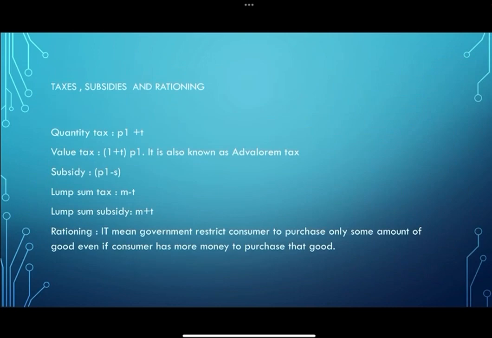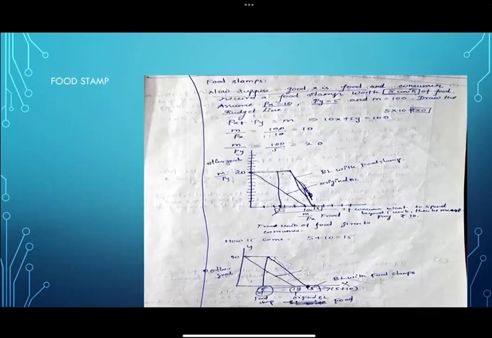What is the meaning of rationing? A food stamp is an example which comes under this rationing. Now suppose good X is food and the consumer receives a food stamp from the government to buy 5 units of food. It means that with the food stamp they can purchase 5 units of food freely. The price of good X is rupees 10, the price of good Y is rupees 5, Y is some other good, and M, the income, is 100.